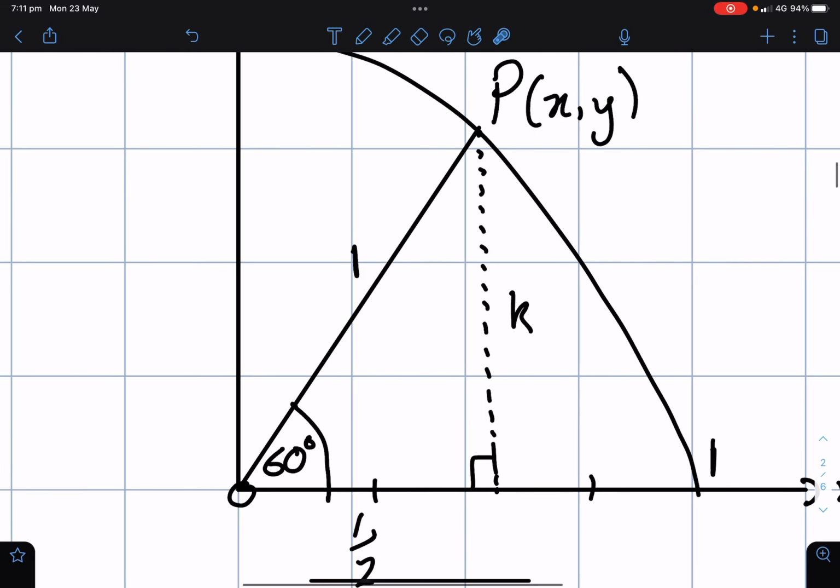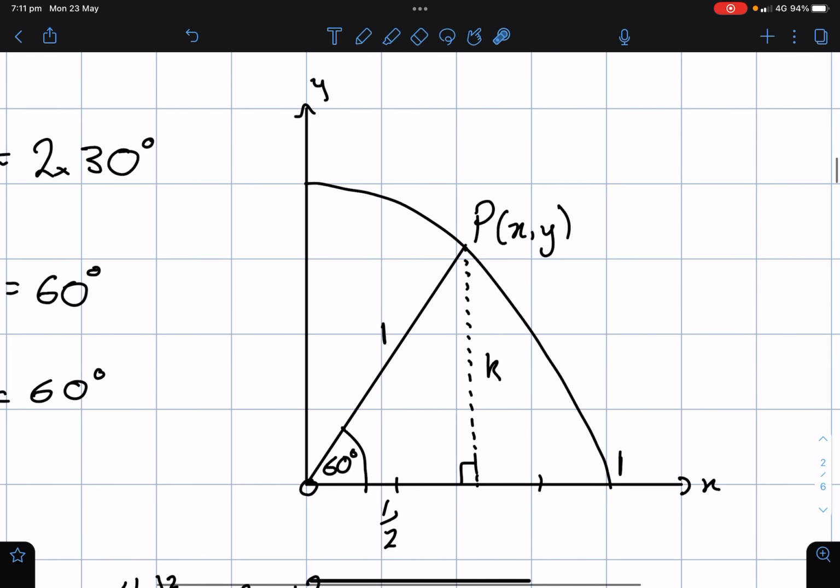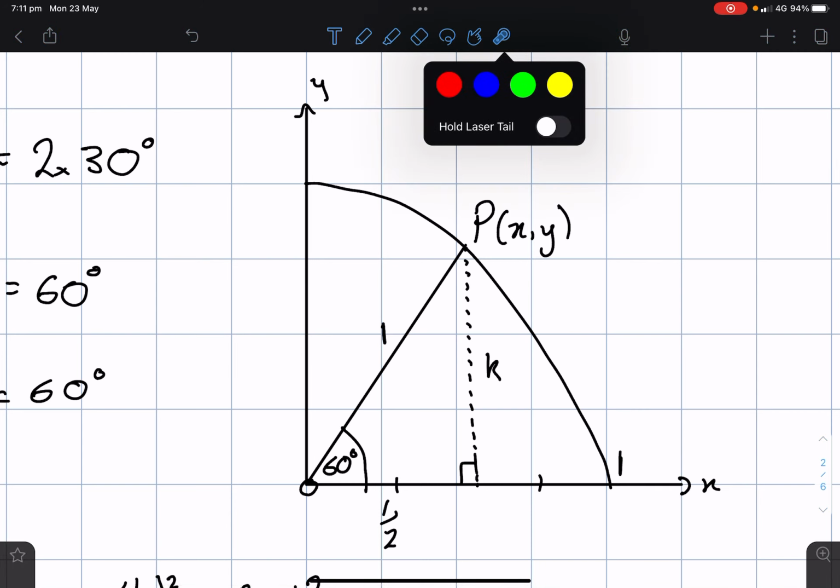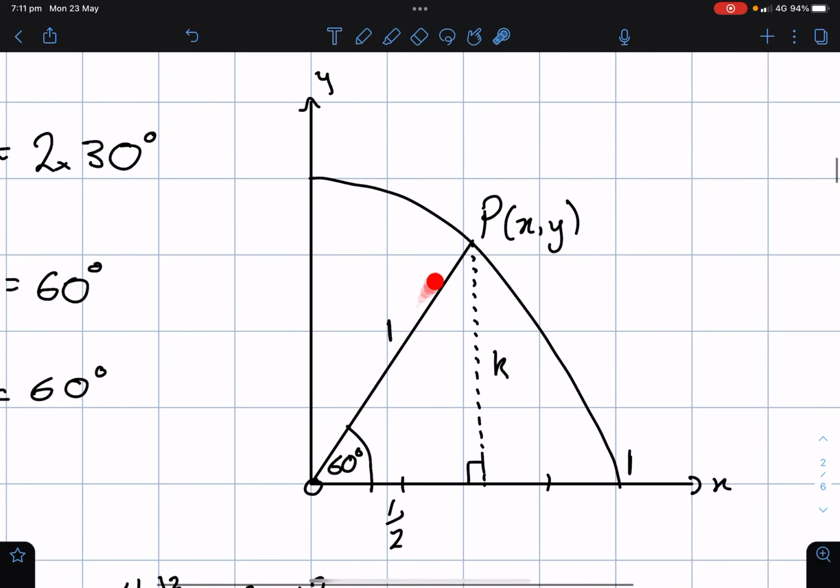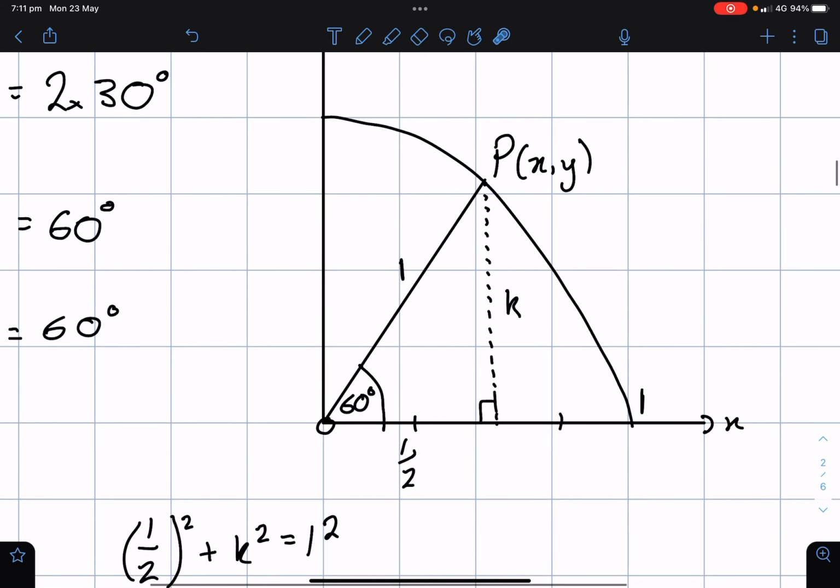Now, the next thing I want to show you is how to get the coordinates for these points. The cool thing about having a 60 degree angle here, or a pi on 3 radian angle here, is that this perpendicular drop down here is actually a bisector of this radius. So we know that this length here is a half, this length here is 1, and we can find this k length using Pythagoras. So that's actually what I've just gone and done here.